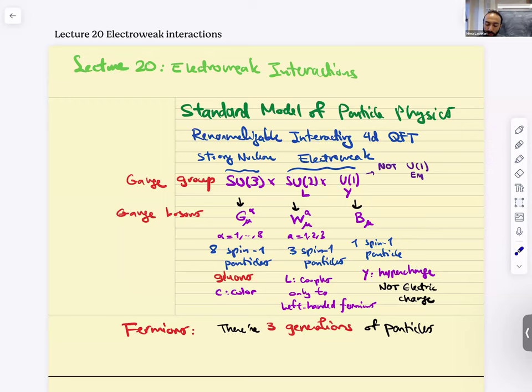The standard model of particle physics is a renormalizable interacting 4D quantum field theory. It's a gauge theory. The gauge group is SU(3)_C for color, SU(2)_L for left-moving Majorana fermions, and U(1)_Y for hypercharge. This is not to be confused with electromagnetism. The gauge bosons are G_μ^α, the gluons, eight of them, and W_μ^a as spin-one particles that end up forming the W and Z bosons, and B_μ is the hypercharge gauge field that also combines to give the Z boson and photon.